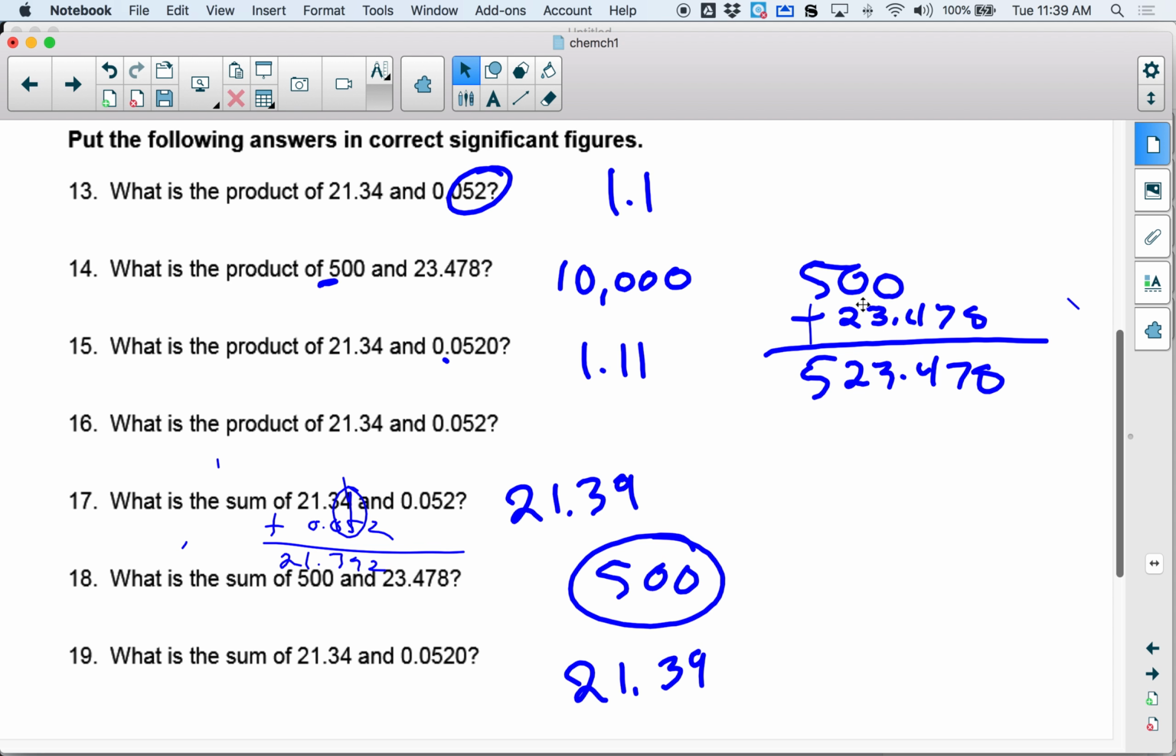Okay, let's say this was 500 and we're adding 73.48. So this would be 573. Then we would round it up to 600. Right. To the last place where they both agree as far as precision goes.